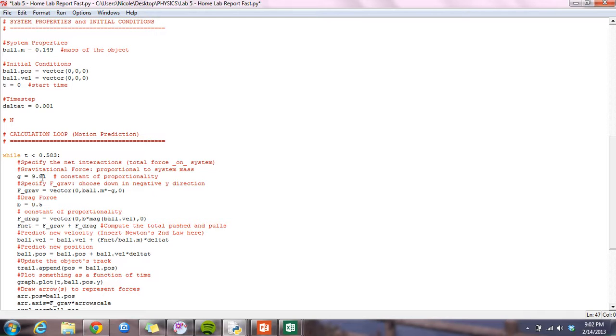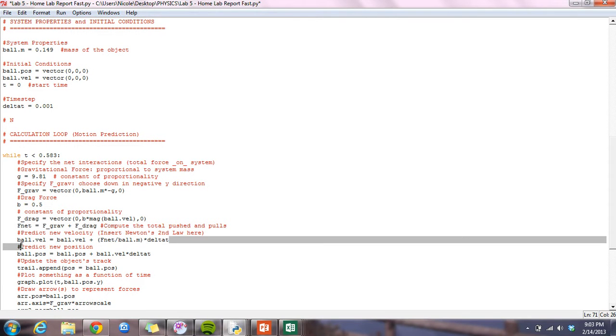Our variable for gravity is equal to 9.81, and here we have our force of gravity, which is the mass of the ball times negative g, since the ball is falling towards the earth and in the negative y direction. Here our coefficient of drag is 0.5, and the force of drag is equal to the coefficient of drag times the magnitude of the ball's velocity. Next we have the net force, which is the force of gravity and the force of drag acting on the ball. And next we have Newton's second law.